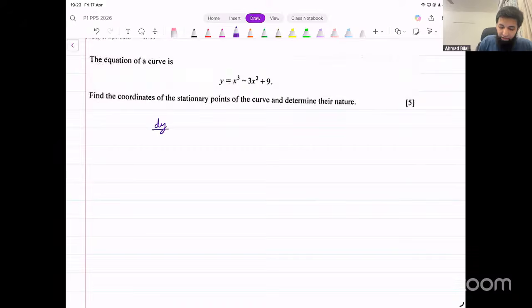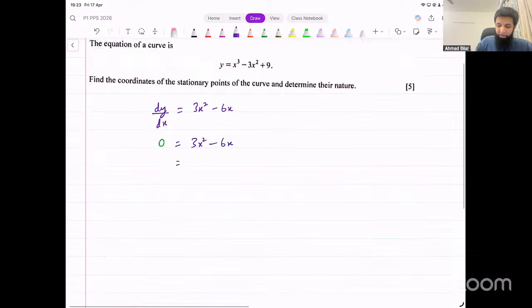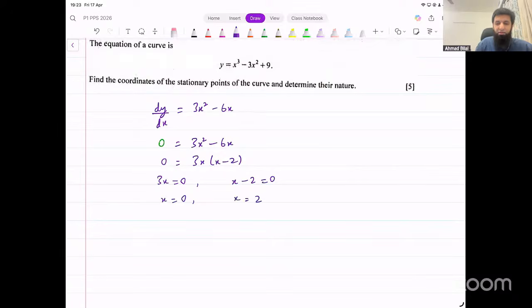Let's find the derivative dy over dx. What's that going to be? 3x squared minus 6x plus 0. That's the derivative. You put that equal to 0 to find the stationary points. 0 equals 3x squared minus 6x. Take 3x common. That leaves you with x minus 2 inside, which means either 3x is equal to 0 or x minus 2 is equal to 0. So x is either equal to 0 or x is equal to 2. These are two values of x that we're getting.